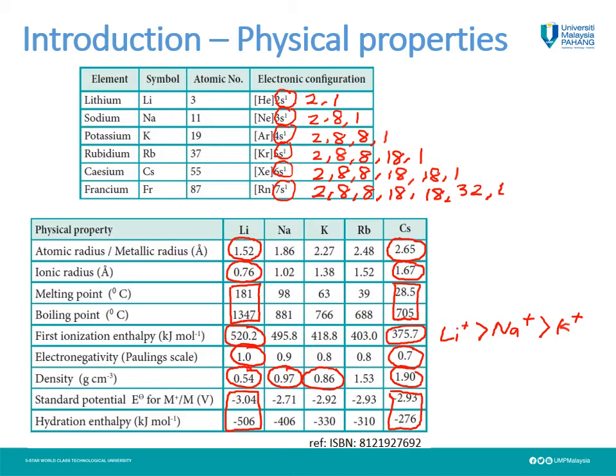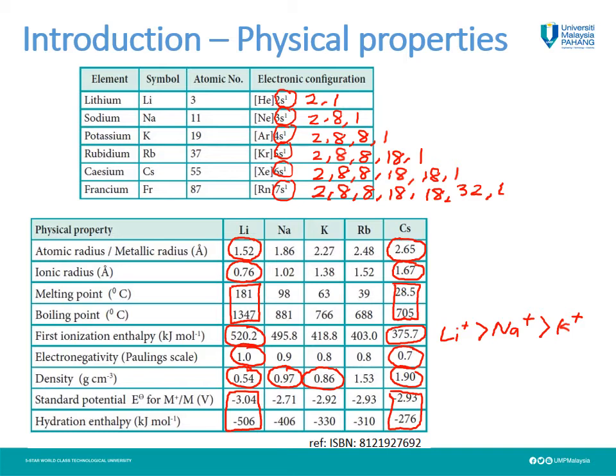On its physical properties, as a general rule, going down the group from lithium to cesium, the atomic radius increases from 1.52 angstrom for lithium to 2.65 angstrom for cesium. The same observation is recorded for ionic radius, which is 0.76 angstrom for lithium and 1.67 angstrom for cesium.